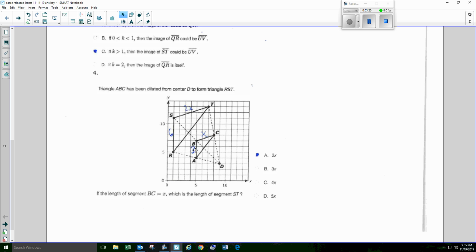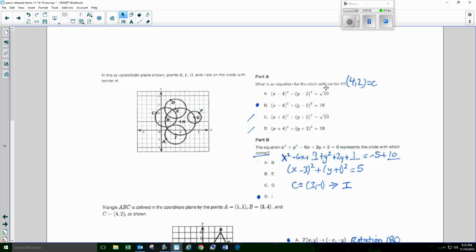It's easiest always to look for vertical segments that are corresponding or horizontal because you can just straight count them. So here's 3 and that's 6, so that means it doubled in size. So the k, if we're talking about k up here, that would have been 2. Okay, so again, since that's x, then ST is 2x, double it.